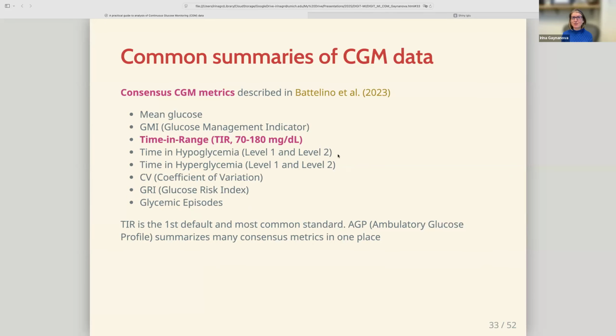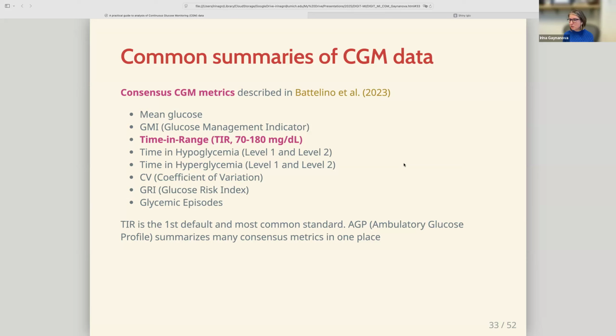So to summarize, if you just look at the consensus metrics, this is the list according to the International Consensus paper. If you have to pick just one, I would say that time in range is the first and most common default standard. That's the one I would start with. If you want a visual for a particular person, this is where the ambulatory glucose profile, or AGP, summarizes many of these metrics in one place and gives the visual representation.